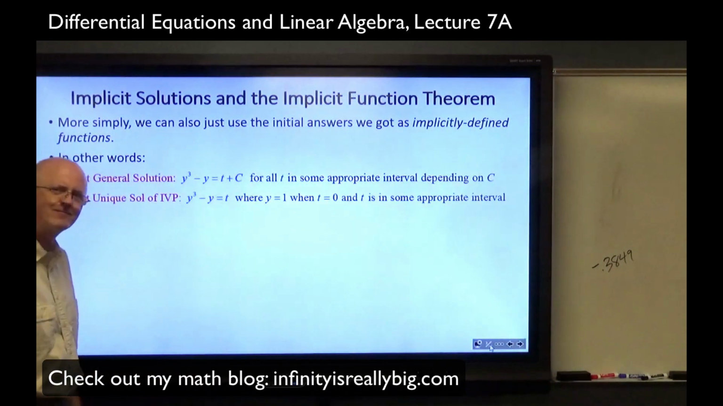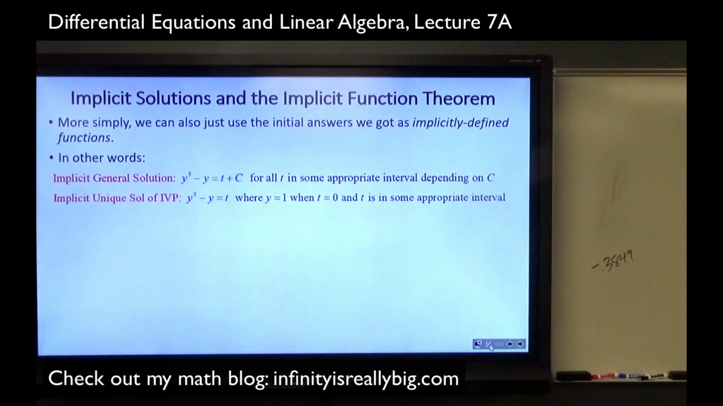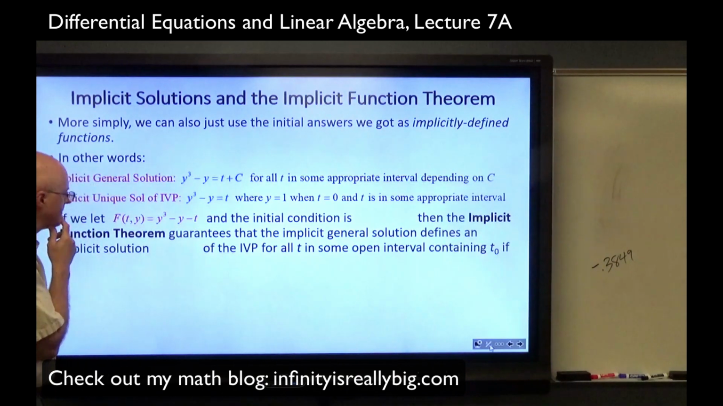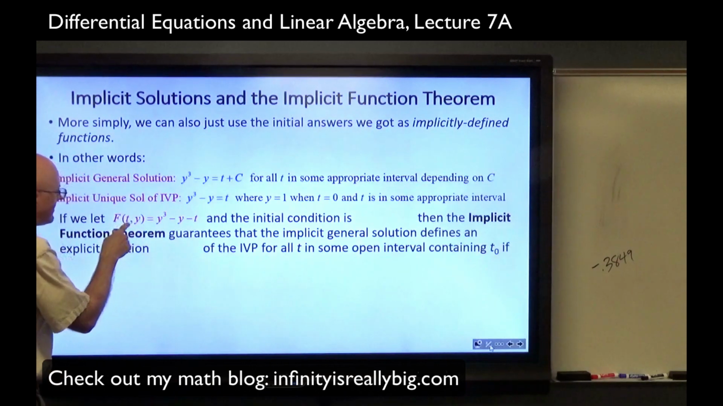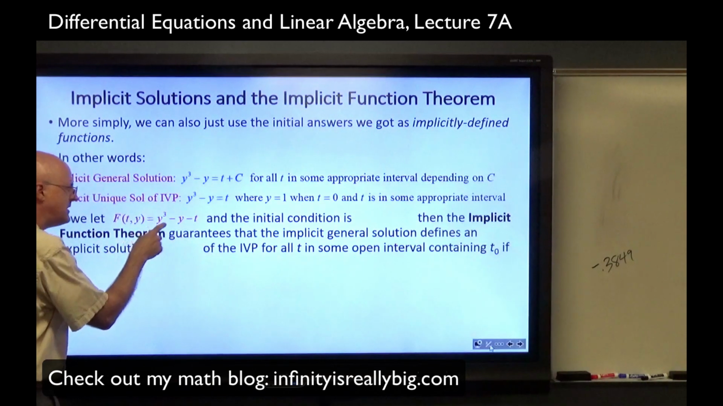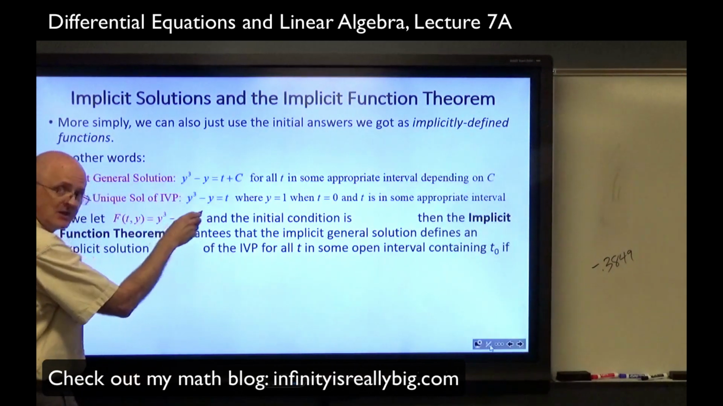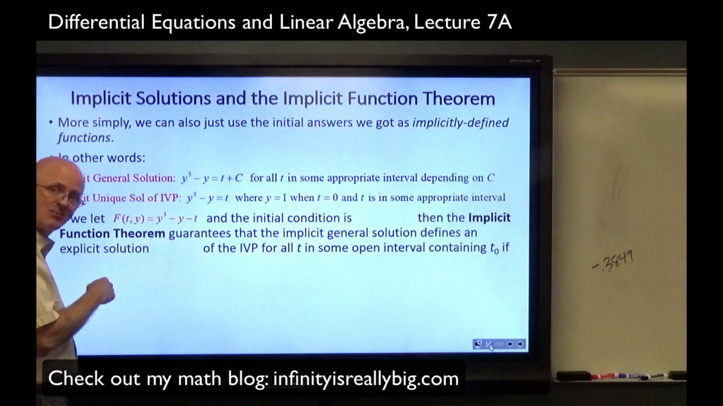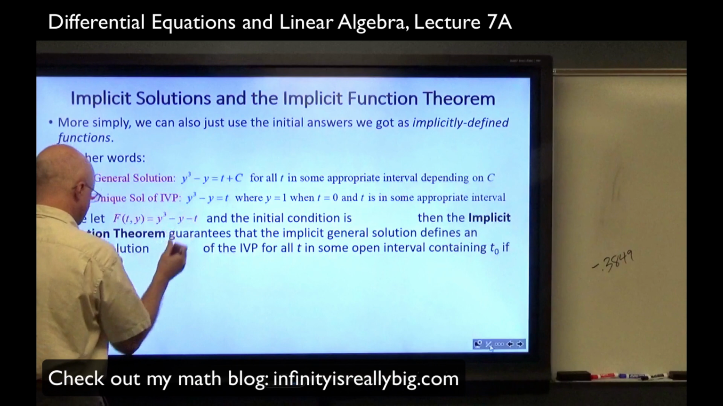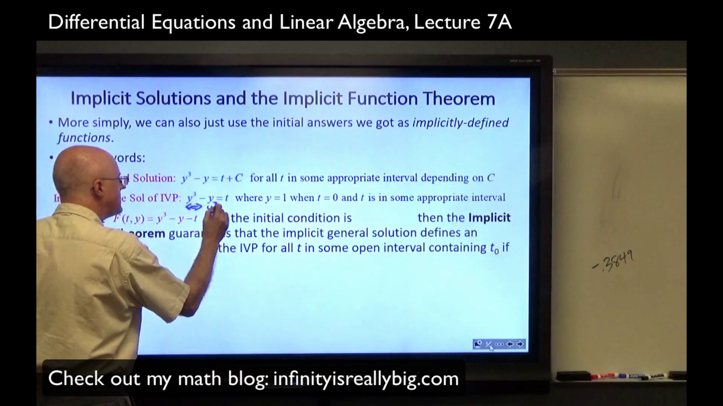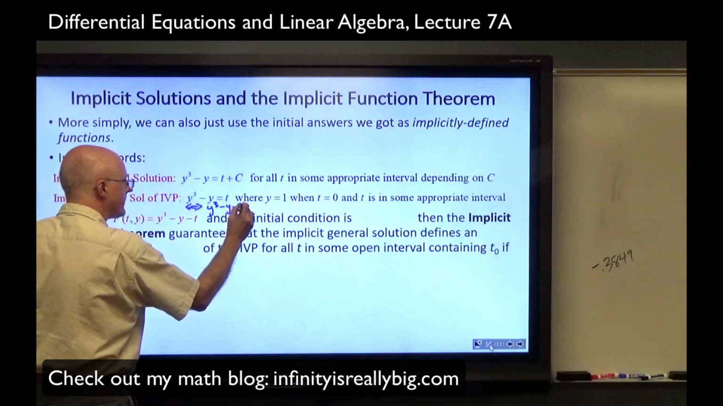All right. We're about to get more theoretical here. Hang with me. Pay attention to details. If we let capital F be a function of two variables, F of t comma y equals y cubed minus y minus t. What in the world am I doing there? I'm essentially just taking this equation and subtracting t from both sides and thinking of the expression on the left-hand side as being a function of y and t. This equation right here is equivalent to y cubed minus y minus t equals 0.